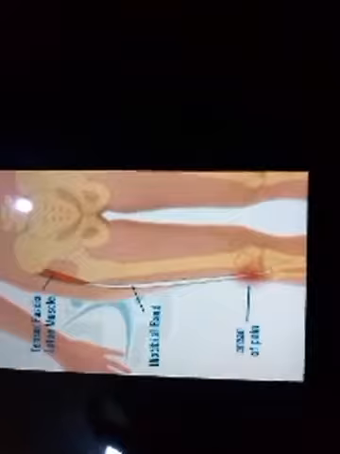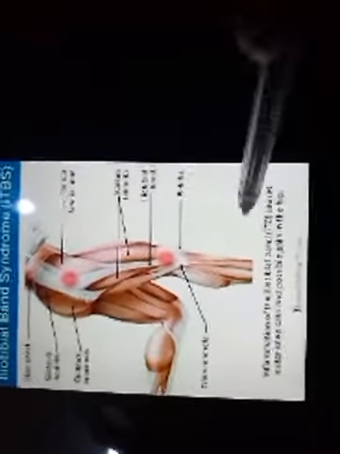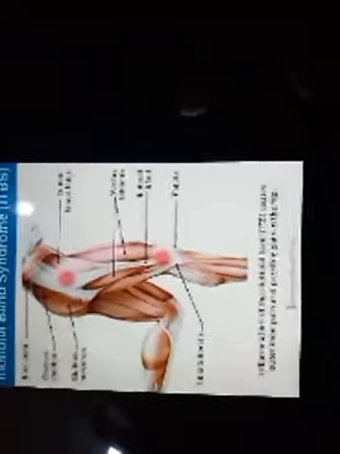If you notice the pain just beside the knee region and it's very sharp and painful, you just know that you have this condition, iliotibial band syndrome, and you need to report to the physiotherapist as early as possible, or the medical doctor who will refer you to the physiotherapist. Okay, and this is also another one, anatomy.